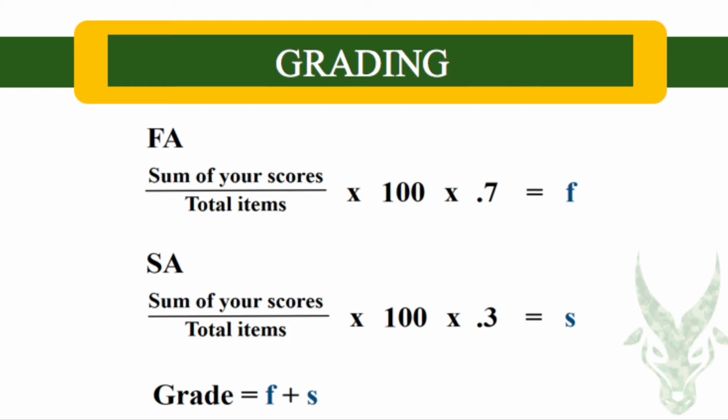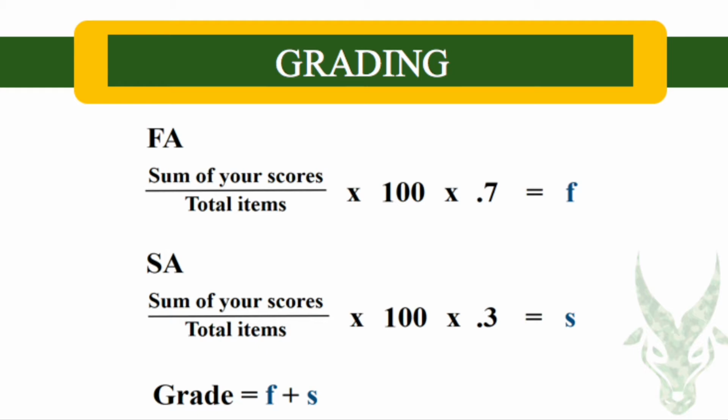Same goes with the summative assessment. Same procedure, you're going to total the raw scores. Then you divide it by the highest possible score and multiply it by 30%, hence the 0.3 here. And then that will be the equivalent of your summative assessment. So the output for the FA is the F. You will add it to the SA, which is the S. And that will be your numerical grade.